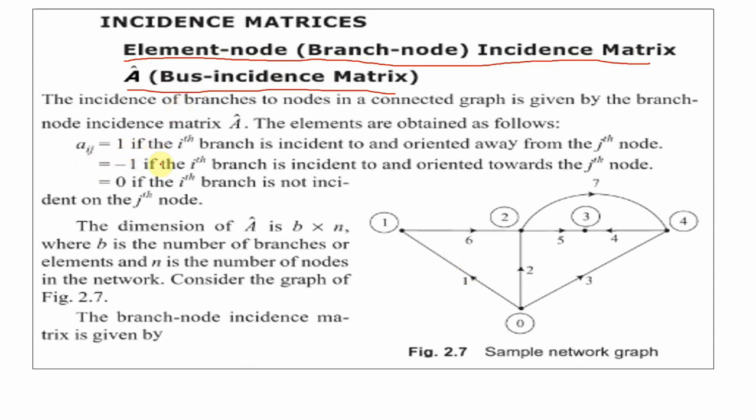If the branch is outgoing from the ith node, then it is positive 1. When it is towards the node, then it is minus 1. For example, minus 1 if the ith branch is incident to and oriented towards the jth node, right? Suppose this is your ith node and this is your jth node. When the branch is outgoing from the ith node, then it is positive 1. And when this branch is towards the jth node, then it is minus 1. And if there is no relation between the node and this particular branch, then it is simply 0.